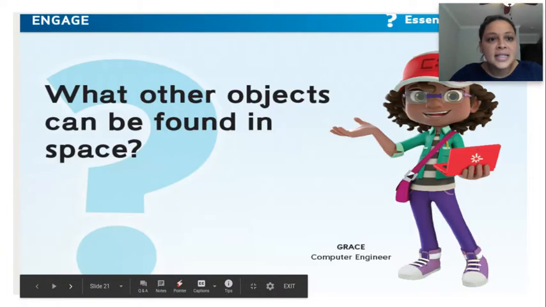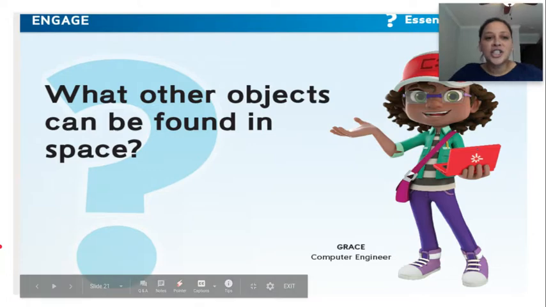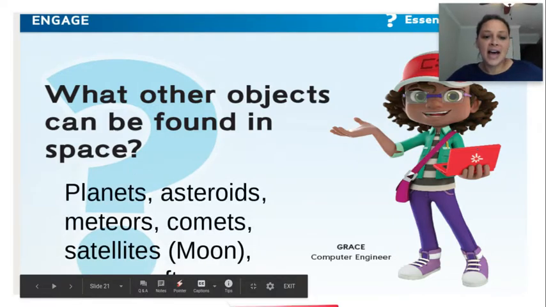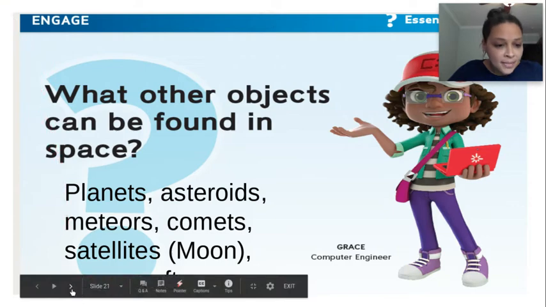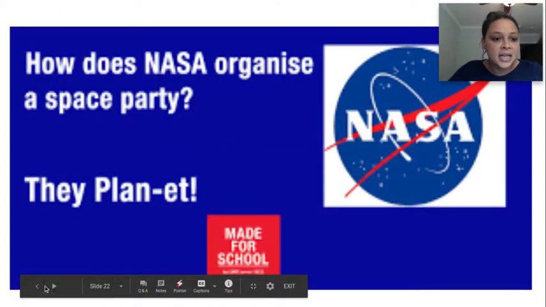All right. And so our essential question, what other objects can be found in space? Here are all the objects that we learned about this past couple weeks. Planets, asteroids, meteors, comets, satellites, the moon, which is a natural satellite that orbits Earth, and spacecraft, okay? And so that wraps up all the objects in space. And that wraps up our lesson, boys and girls.